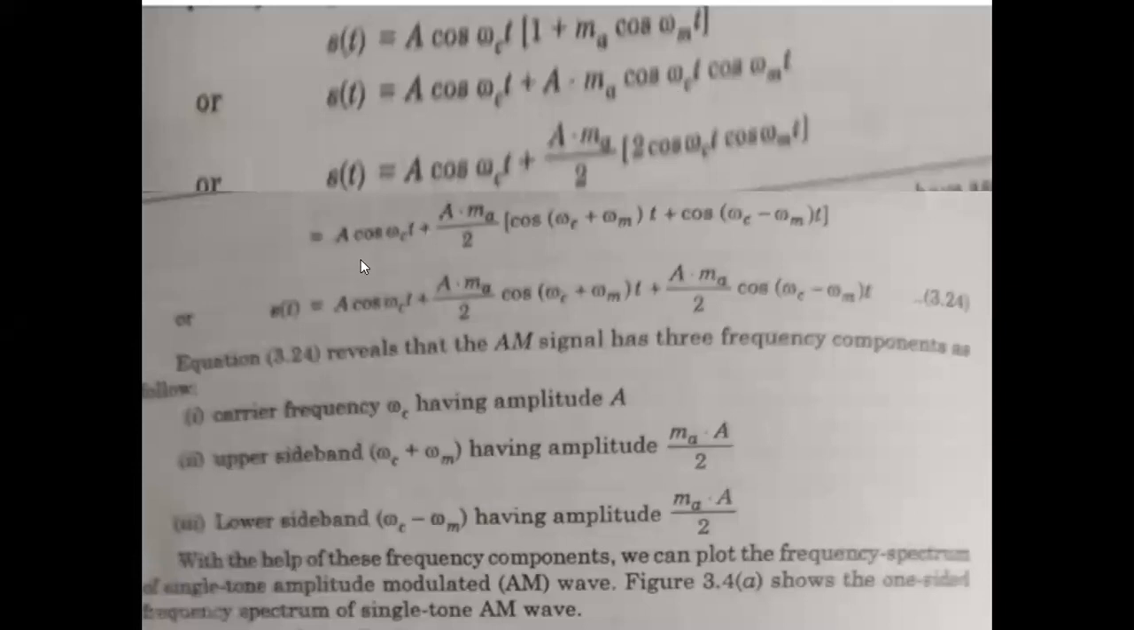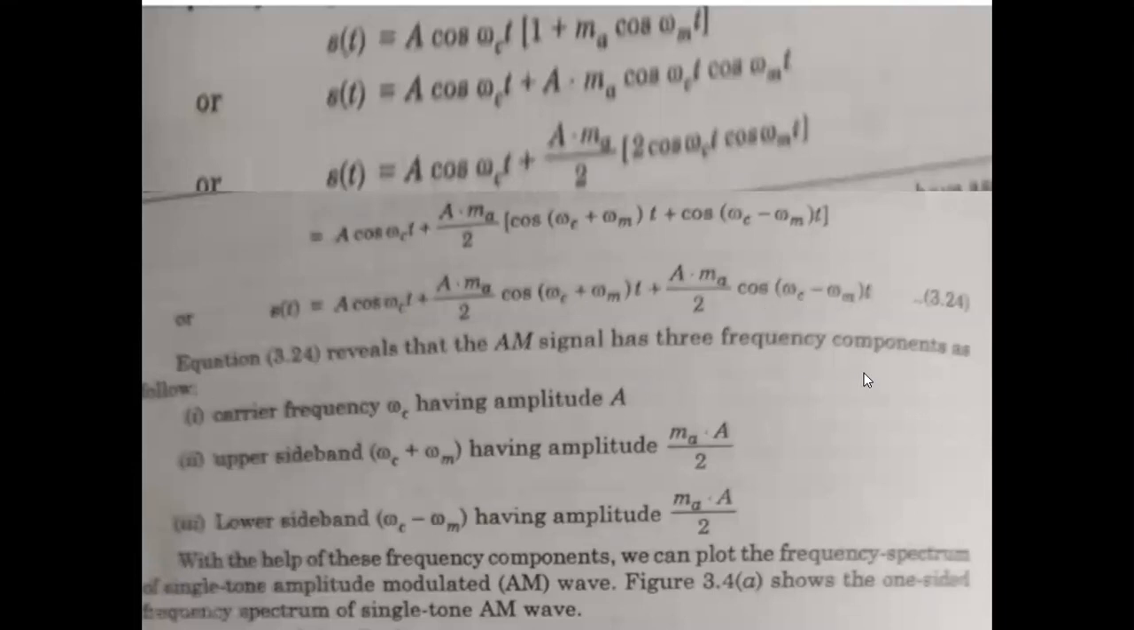So now you can expand that mathematical expression in trigonometric form: A cos omega c of t plus A into m by 2 cos of omega c plus omega m of t plus cos of omega c minus omega m of t. Now you can extract two spectral components here, omega c plus omega m and omega c minus omega m. So A cos omega c of t plus A into m by 2 cos omega c plus omega m of t plus A into m by 2 cos omega c minus omega m of t.